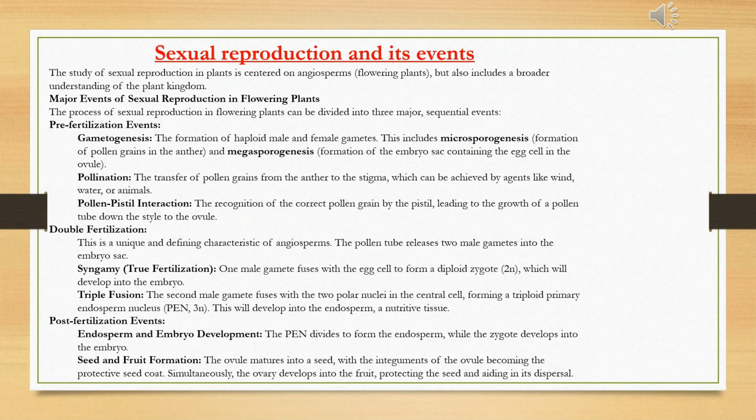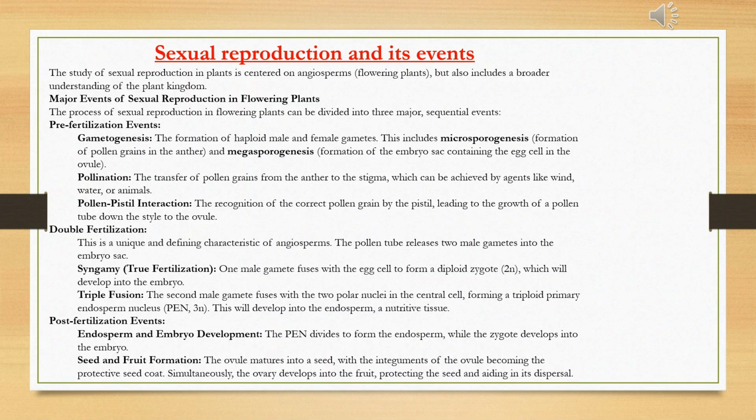Now, the next step is the double fertilization. Okay, so students don't get confused. In pre-fertilization events, three steps are there: gametogenesis, pollination, and pollen-pistil interaction. Okay, now the next one is double fertilization. This is a unique and defining characteristic of angiosperms. The pollen tube releases two male gametes into an embryo sac.